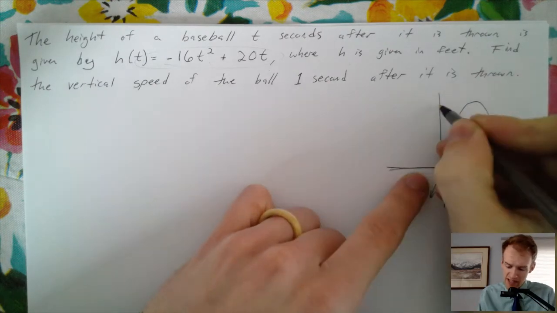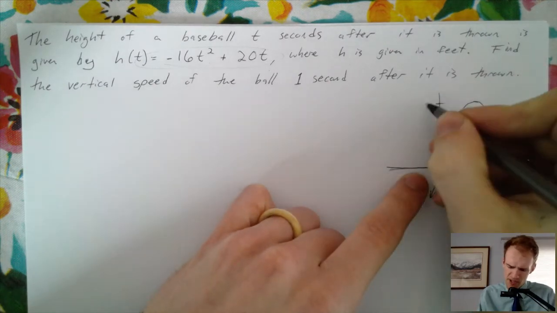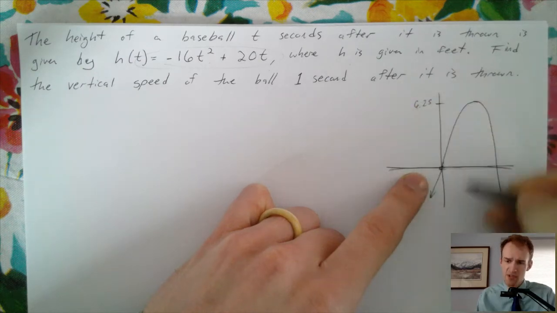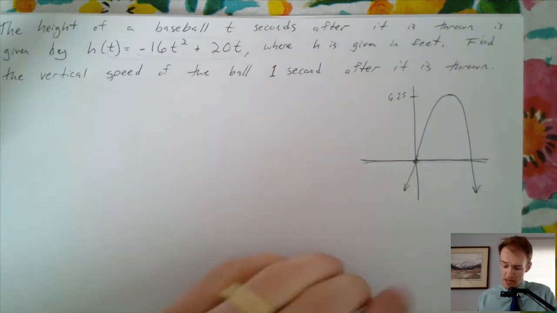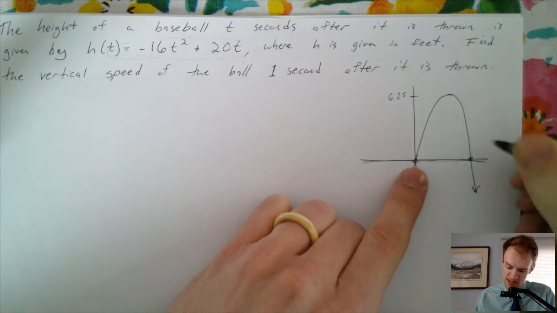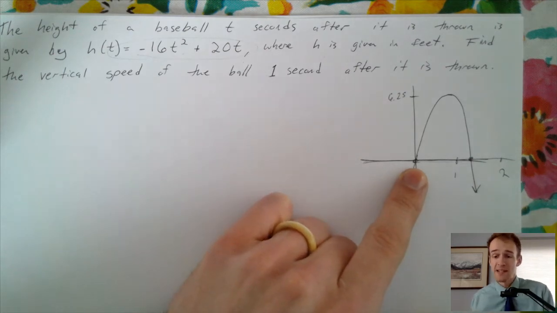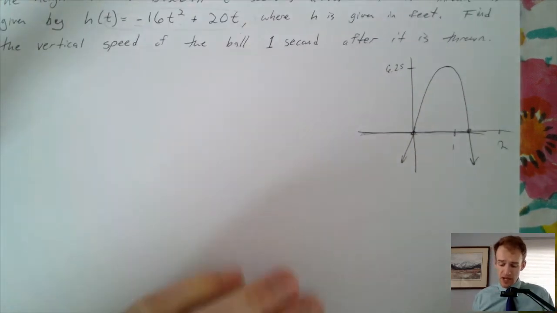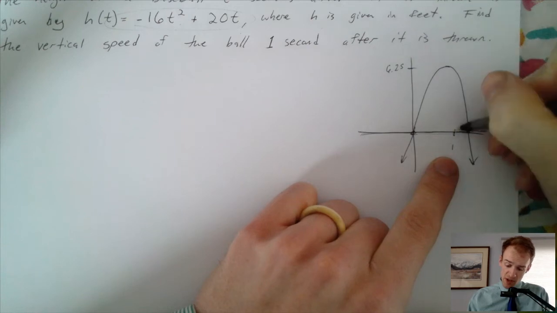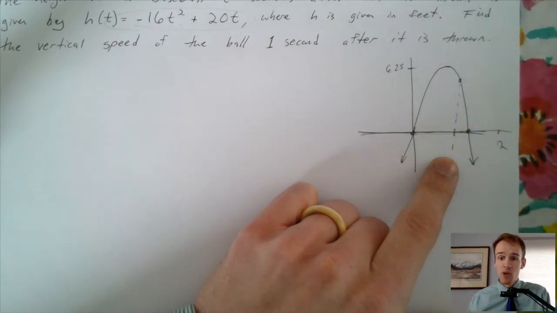If you graph it, the highest point is a little bit over 6. I think it's at 6.25. So that's how high it goes at its maximum. And then it hits the ground, like here's 1 and here's 2. So it hits the ground somewhere between 1 and 2 seconds. And we want to know what's the speed of the ball after 1 second, right?